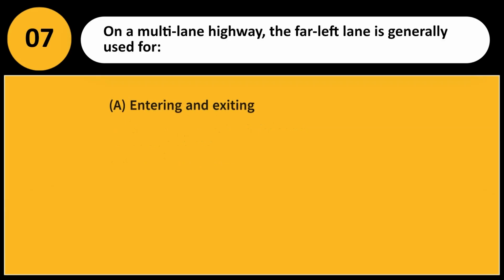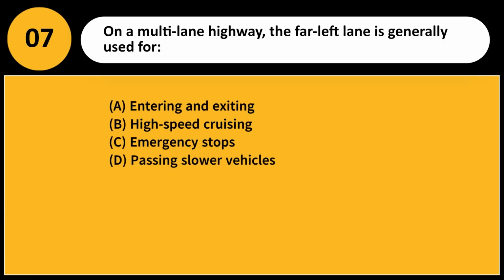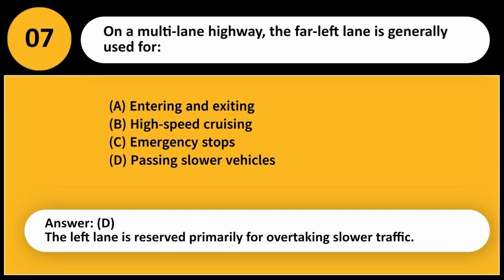On a multi-lane highway, the far left lane is generally used for A. Entering and exiting. B. High-speed cruising. C. Emergency stops. D. Passing slower vehicles. Answer: D. The left lane is reserved primarily for overtaking slower traffic.